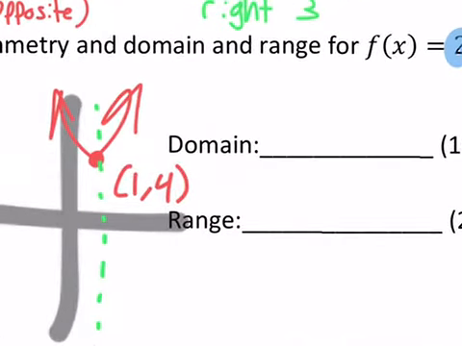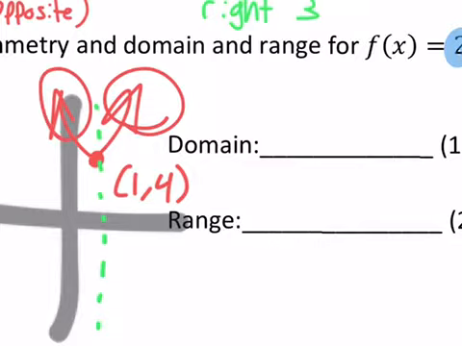Domain is all the possible x values this parabola will ever be allowed to go to. And notice the arrows on the ends of the lines. That's going to tell us it's branching off forever to the right and forever to the left. That's what makes our domain all real numbers. We can have any x coordinate and plug it into this function.